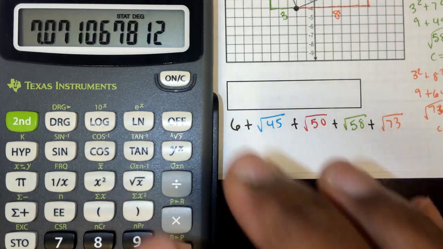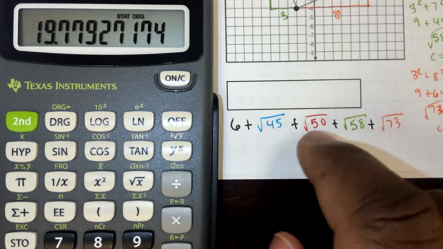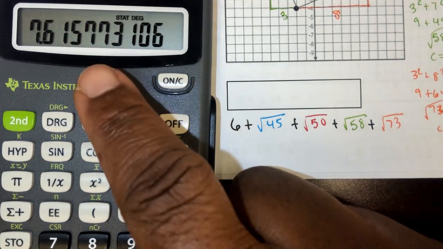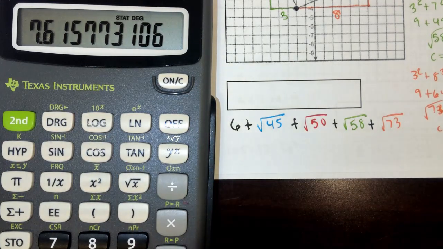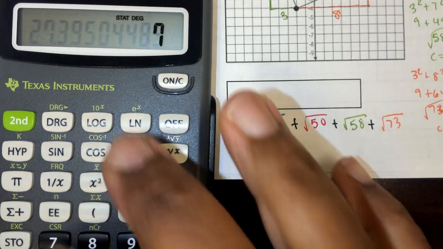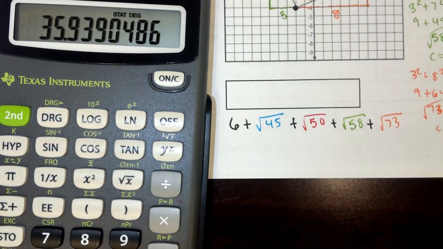Square root of 50. Once I hit plus, it's going to add 12.7 into this. Square root of 58. Once I hit plus, it's going to add this into that 19 point whatever you just saw. And then square root of 73. It's going to add that in with everything else. Once I hit equals, to the nearest thousandth, 35.939.